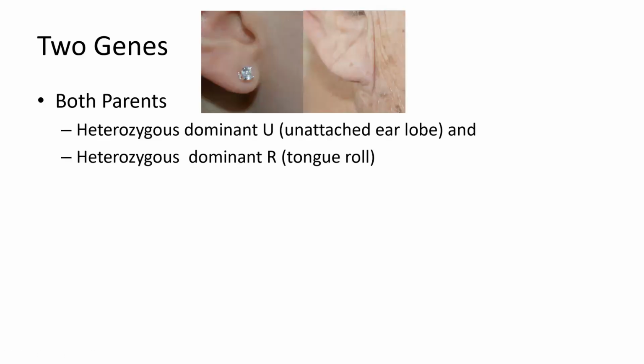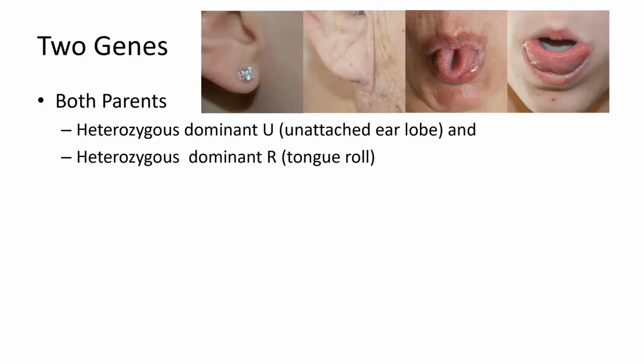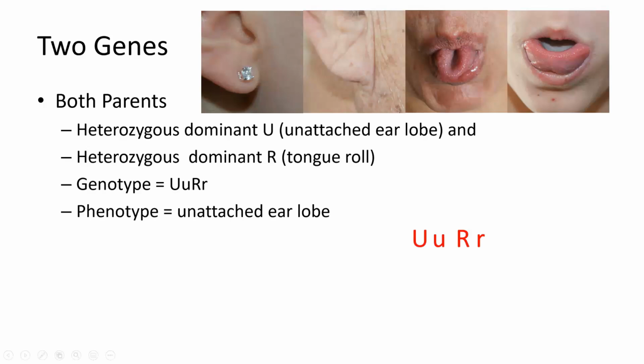Both parents are also heterozygous for the dominant R tongue roll gene. This is an interesting gene because it determines whether or not you are able to roll your tongue. If you can roll your tongue, it looks like the picture on the left of these two. If you can't roll your tongue, you might be able to make a little curve up, but it won't go any farther. And this basically is due to the lack of a certain muscle that is keyed by this gene. This gives us the genotype cap U, lowercase u, cap R, lowercase r. The phenotype you would have on this genotype is an unattached earlobe, and they can roll their tongue.